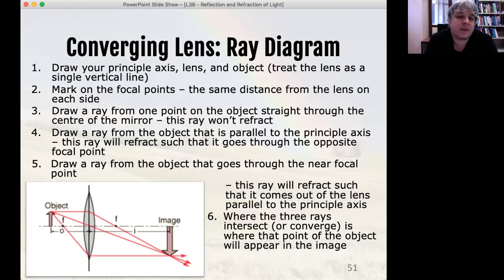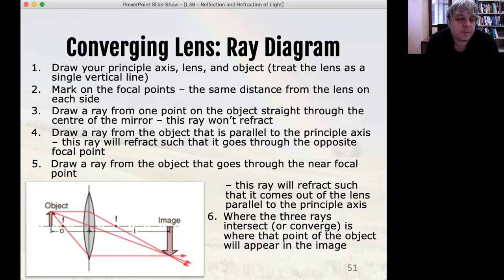You also need to mark on the 2 focal points. And generally, when you draw a lens diagram, you should draw it to scale. Sometimes you might just want to sketch it to get a rough idea, but if you can, I recommend using a ruler and actually drawing it to scale, because it will work, and you can just measure the result off to scale as well and get it that way.